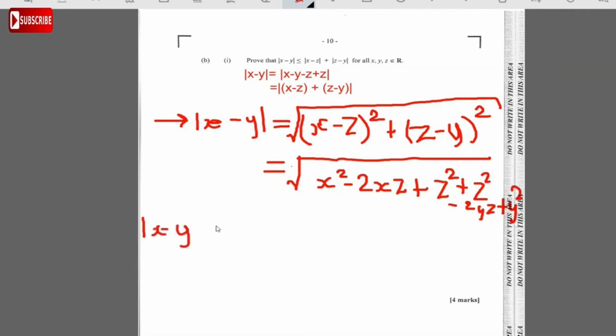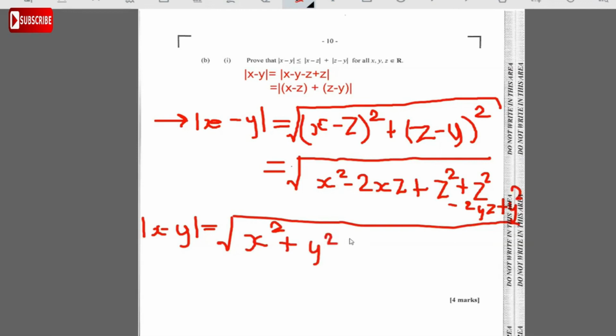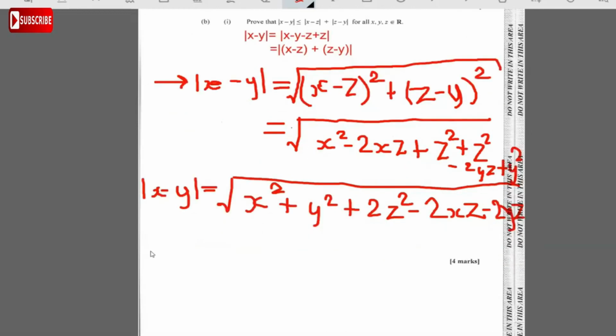We're almost finished, don't worry. The modulus of x minus y is just working out to be the square root of x squared plus y squared plus 2z squared minus 2xz minus 2yz. That's the modulus of x minus y. And clearly, this is going to be less than, look at this now.